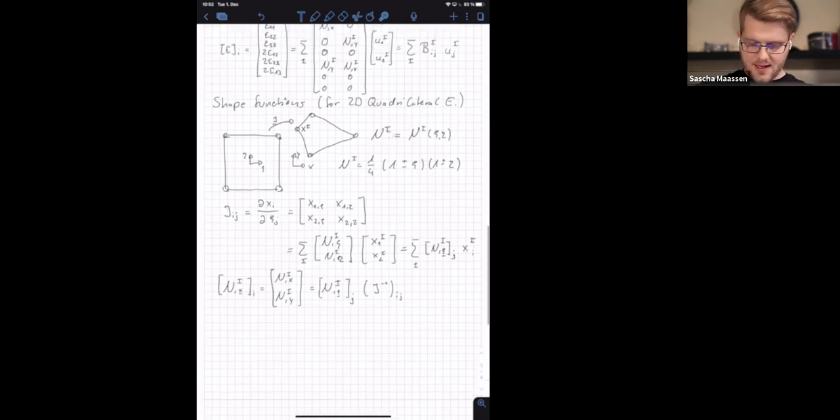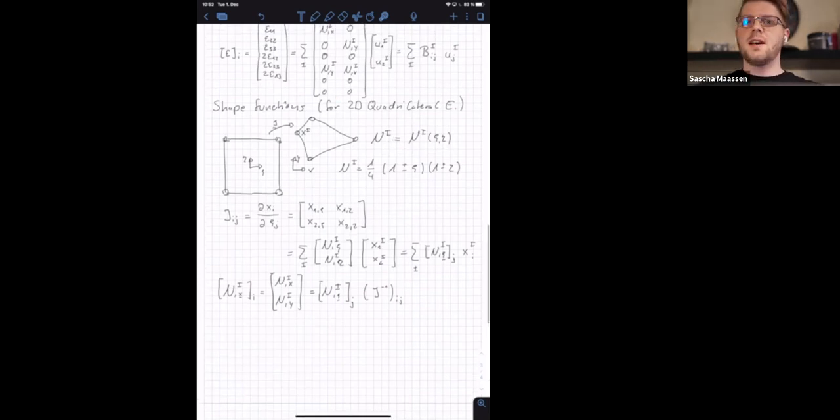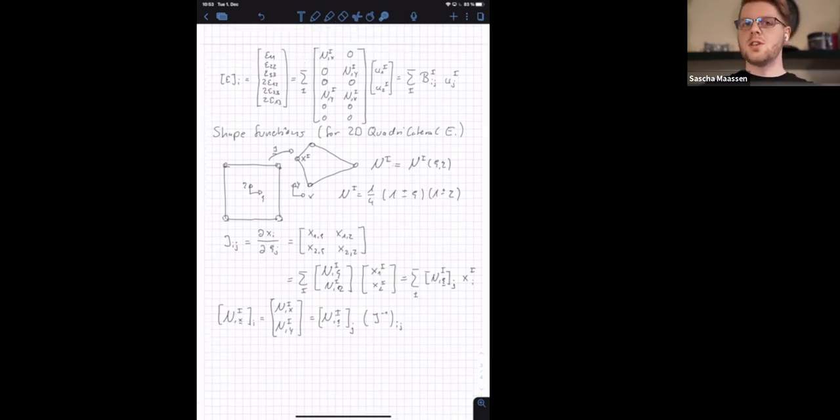And with this in hand, we can actually compute these B matrices that we need to compute our strains, our virtual strains or variation of the strains, our test strains, however you want to call them, and our strain rate tensor in Voigt notation as well. Okay, so far for interpolation.